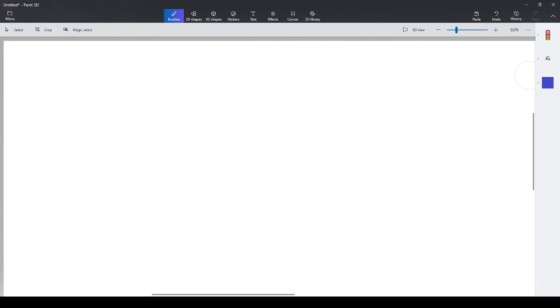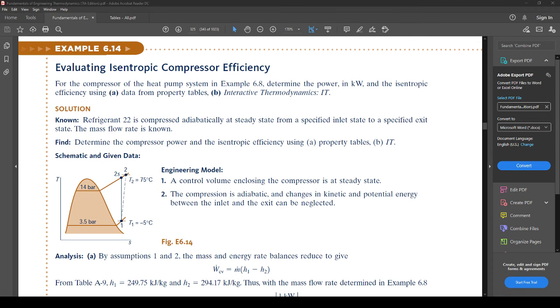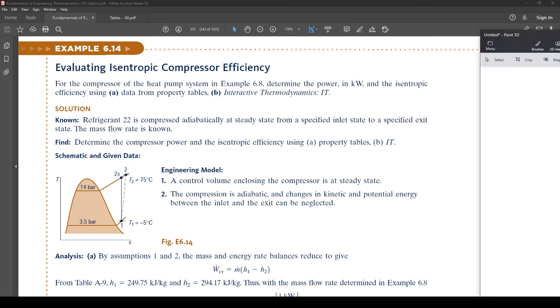Here, I'll bring this over to the other screen and I'll just talk through it. I was going to say, it doesn't tell us what the input conditions are, but I guess it doesn't really matter. I can look at it. So right here, I'm going to just tell you what it says. It says refrigerant 22, so it's compressed adiabatically at steady state from a specified inlet state to a specified exit state. So what they are telling you is this.